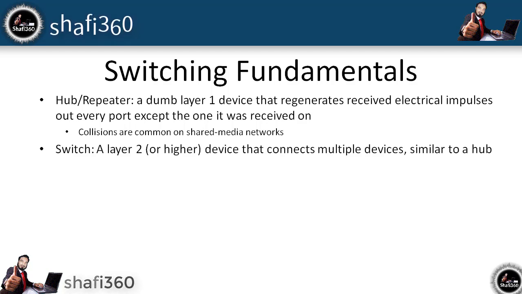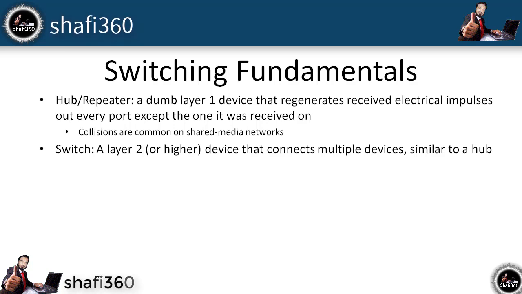A switch is a layer 2 or higher device that connects multiple devices similar to a hub. If you were to take a hub and a switch and set them side by side, they would look exactly the same. They would have RJ45 ports on the front, they would have little light indicators indicating traffic and connection state, but otherwise wouldn't look different except one will say hub and one will say switch on it. Ethernet switches can operate at multiple layers. For the purposes of the CCNA, we're only going to discuss layer 2 switches. If you go on to the CCNP and up to the CCIE, if you go that far, you'll deal with layer 2, layer 3, layer 4, all the way up to layer 7 switches.